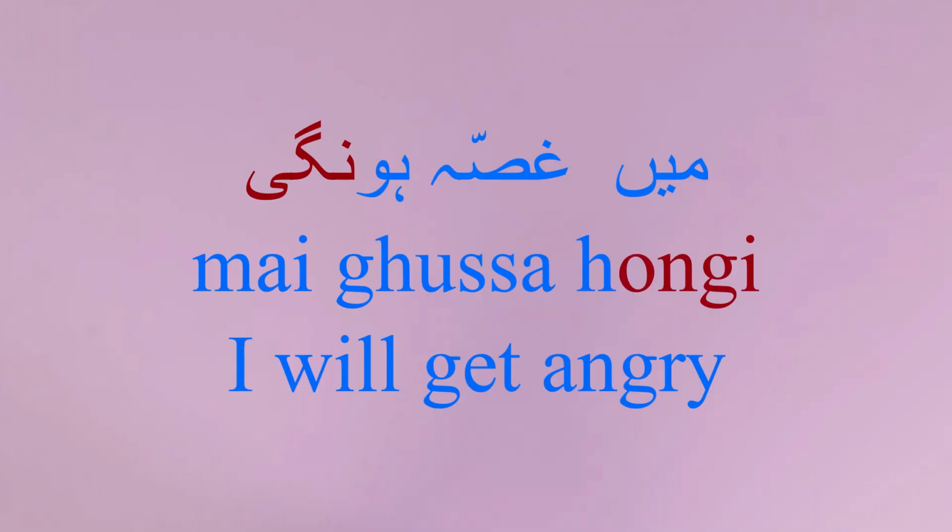Now let's see it in the future tense. The verb hona is used to describe how you're feeling and emotions and etc. In the future, it will be मैं गुस्सा होंगी. Ongi is the suffix for the future tense. मैं गुस्सा होंगी, I'll be angry.